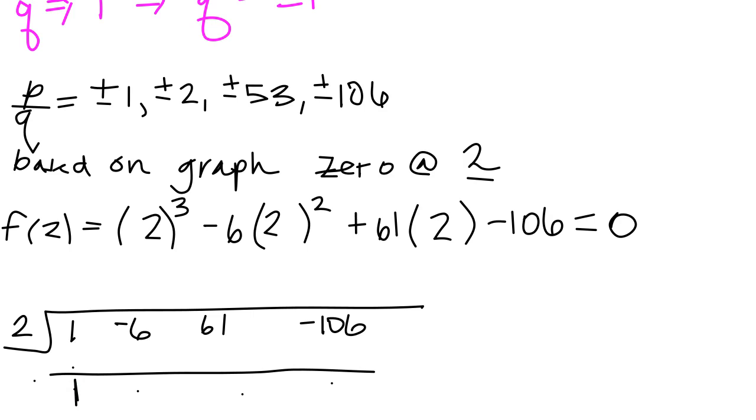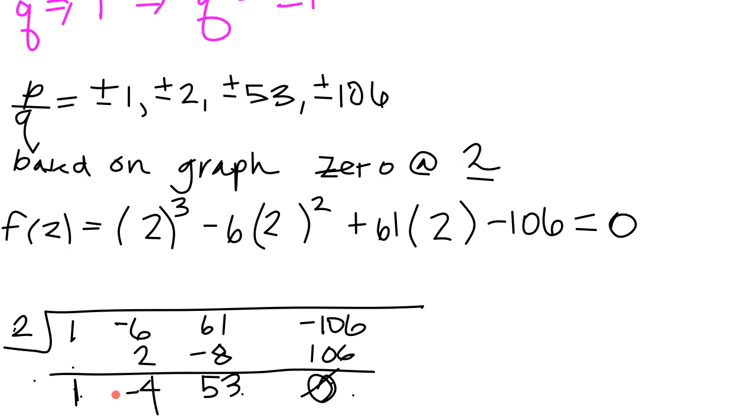Now I'll start completing the process of multiplying my 2 by 1 to obtain 2. Adding down the column, I get negative 4. Multiplying 2 by negative 4, I get negative 8. Adding down the column, I obtain 53. Multiplying 53 by 2, I get 106. This would be our remainder column if it did not evenly divide. We do not expect to get a value here because we've shown that that's a 0, so it should evenly divide. Because that's a 0, that implies that x minus 2 is a factor.